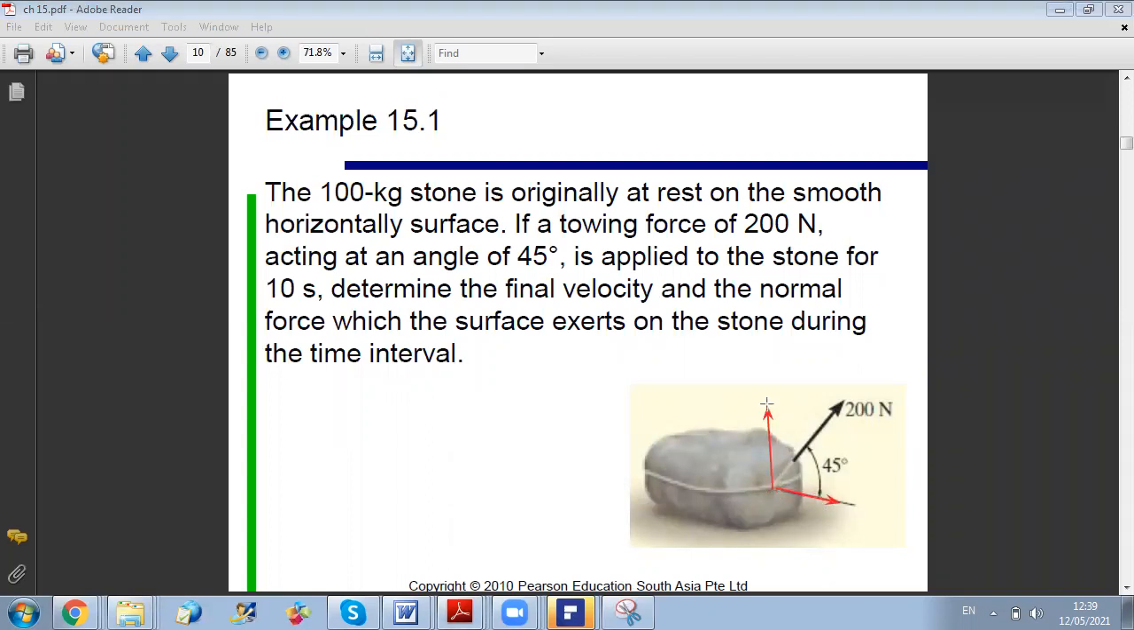So we have here the stone, subjected to a force of 200 Newton, which can be decomposed into two components, one along x, one along y. The force along x is 200 cosine 45, and the force along y is 200 sine 45.